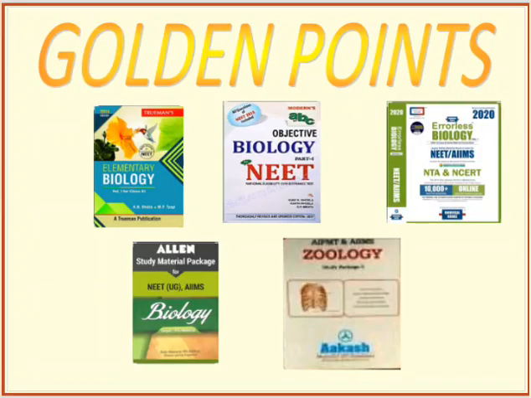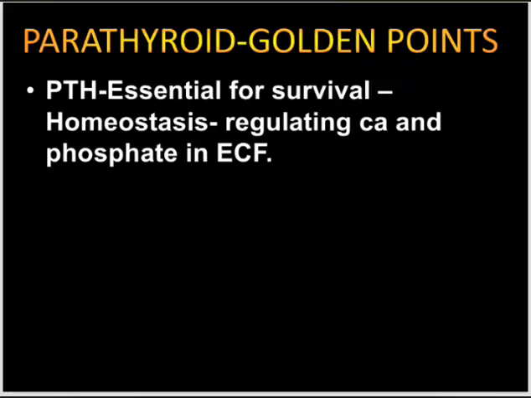Golden point segment. Golden points extracted from the best NEET biology books. Parathyroid gland, golden point. PTH is essential for many things. Number 1, survival of our body. Number 2, it maintains homeostasis. That means it maintains the constant internal equilibrium. It regulates the calcium and phosphate ions in the ECF, extracellular fluid.